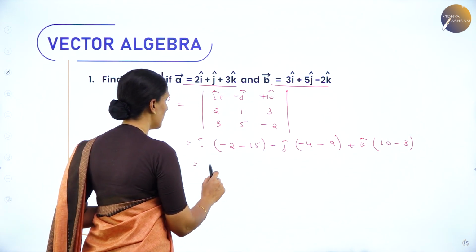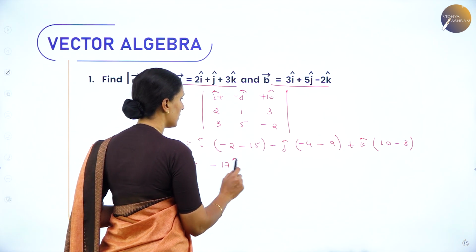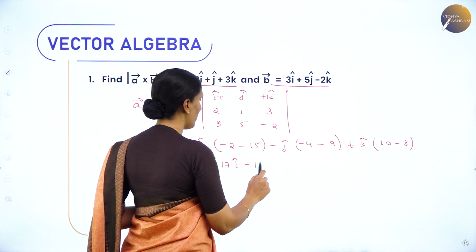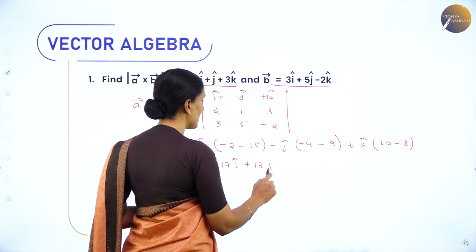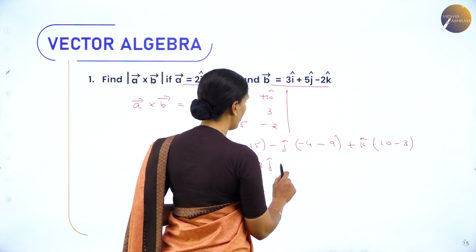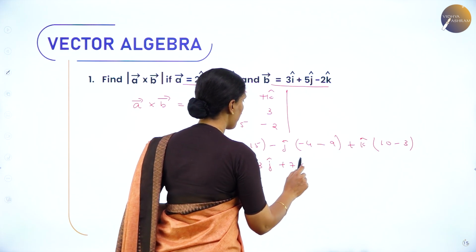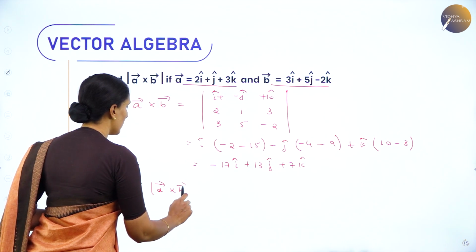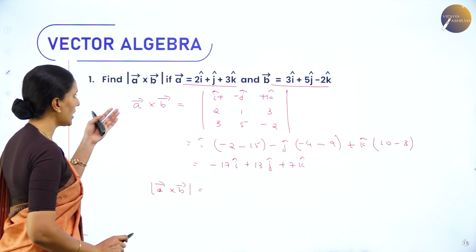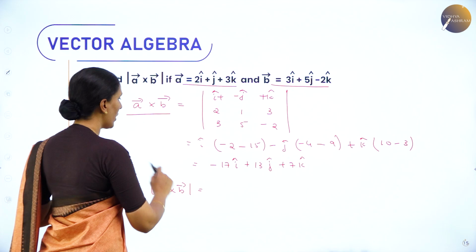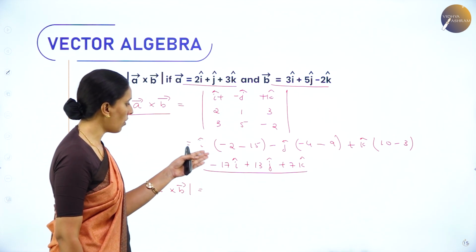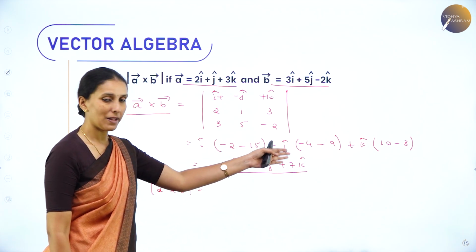So we have here minus 17i, minus 4, minus 9 is minus 13. So minus 13 into minus is plus 13j. Next we have plus 7k. Now the magnitude of A cross B. We have seen in the observation that the cross product is always another vector. So that is why it is in the form of 17i plus 13j plus 7k.